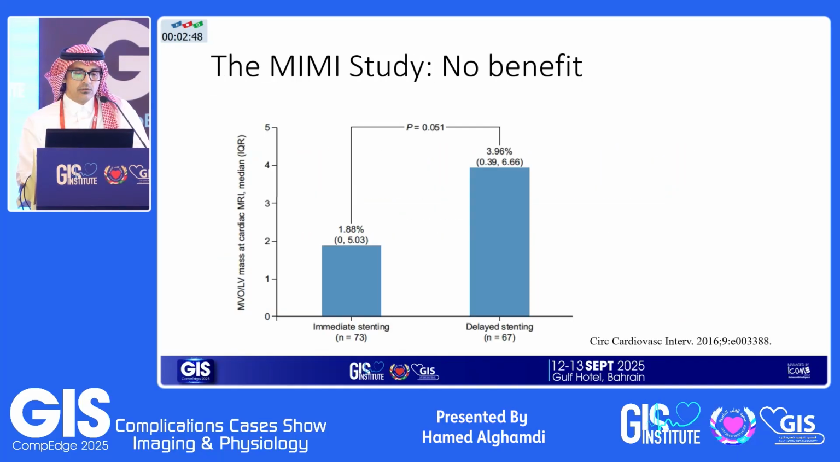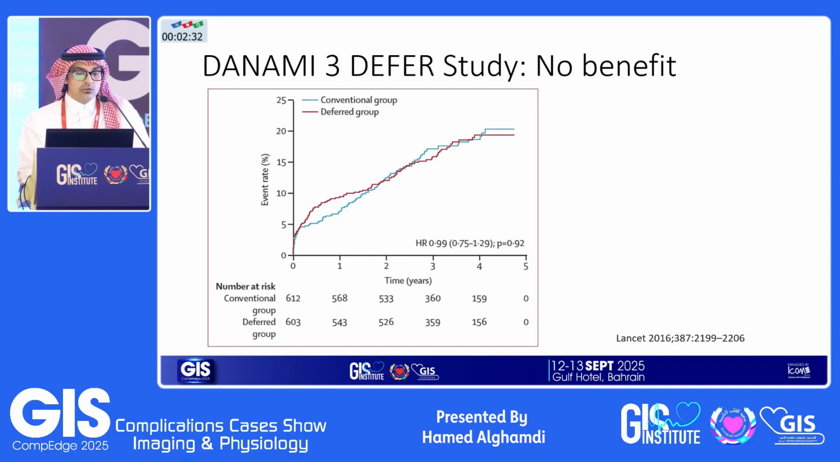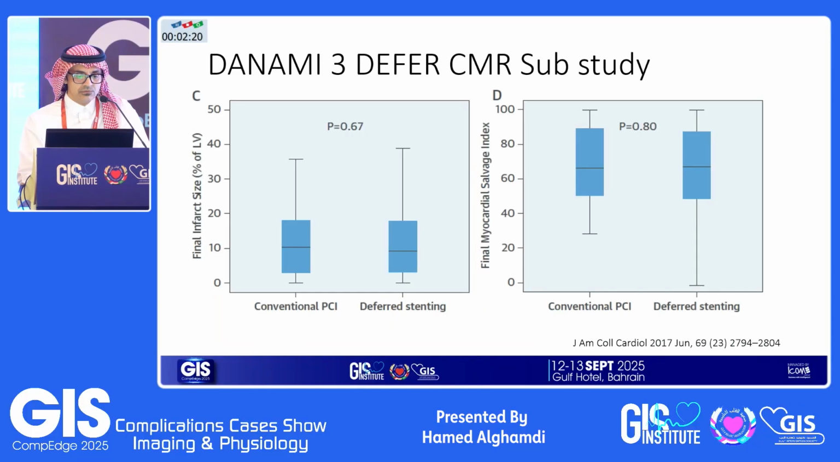The MIMI study after that, which is a bit larger than the first study, did not show any benefit, okay? One of the reasons, they claimed, is that they used a low-risk population to start with, so it would be difficult to show a difference if you have a low-risk population. DANAMI-3-DEFER, the first study, also showed no benefit. It was larger, I think over 1,000 patients, and did not show significant benefit.